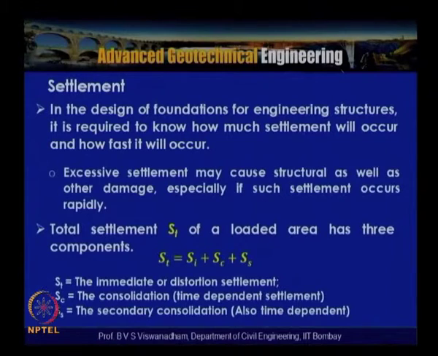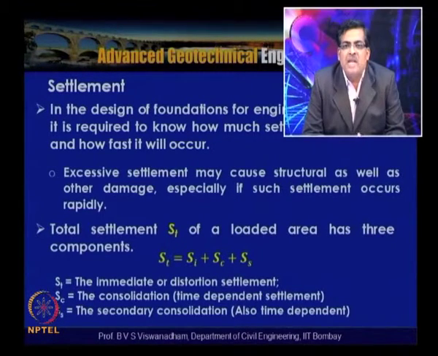So the total settlement S_T of a loaded area has three components. S_T is nothing but S_I plus S_C plus S_S, where S_I is the immediate or distortion settlement, which we also call the elastic settlement. That is the readjustment or raveling of the particles. And S_C is the consolidation settlement, which is also known as the time dependent settlement. And S_S is called the secondary consolidation or secondary compression settlement, and this is also time dependent.